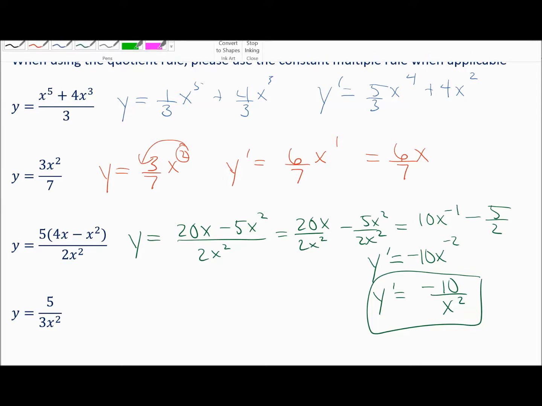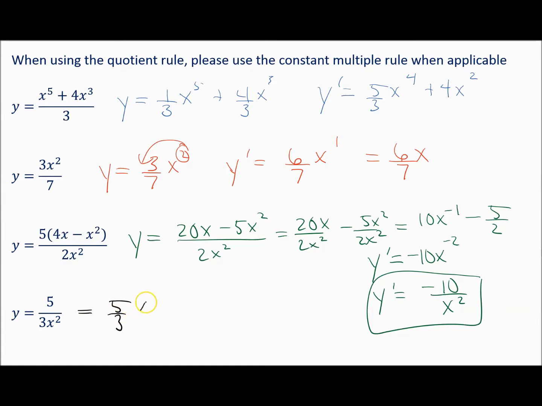Let's do one more of these before I wrap up this video. Now, this guy kind of corresponds to what we did here. Do you want to use the quotient rule, low d high minus high d low? You can. You would get it right. But what I can do is just rewrite this as 5/3 times x to the negative 2 power. That would be easier, right? And so when I take the derivative, I've already simplified it.